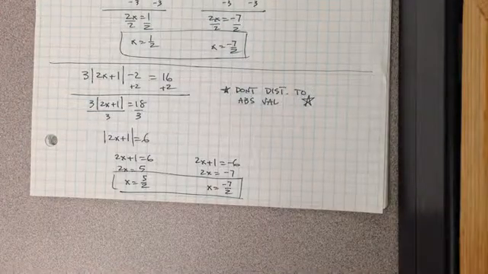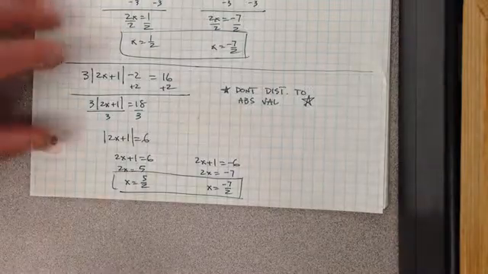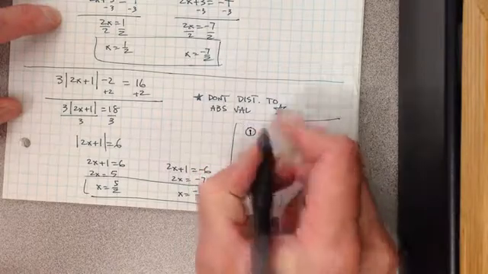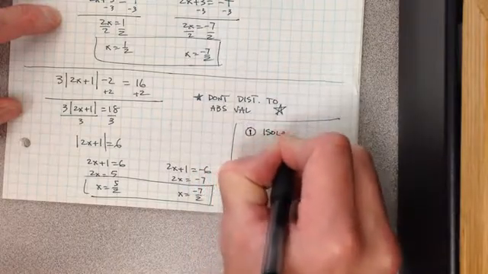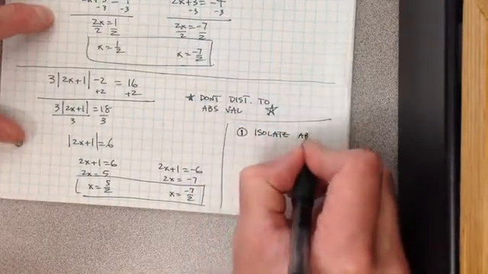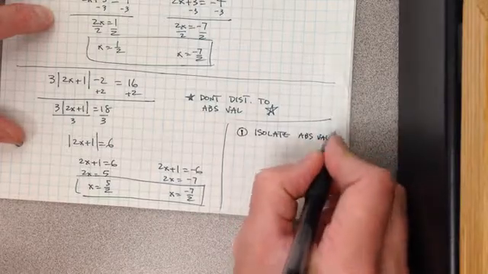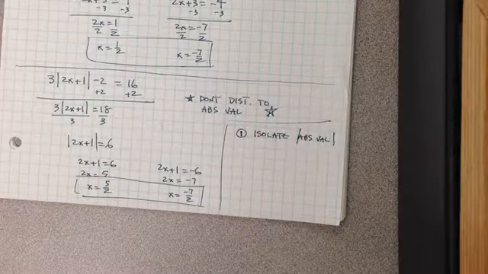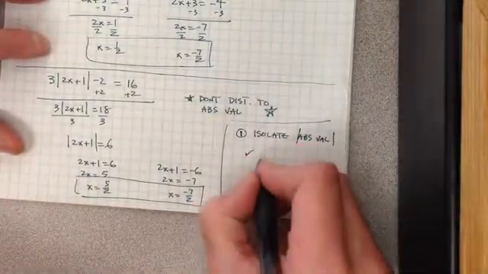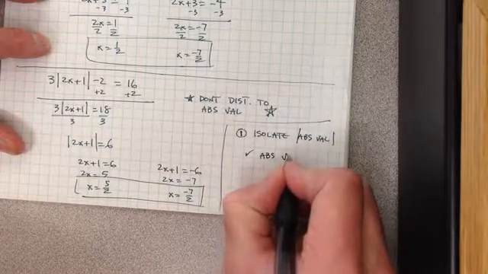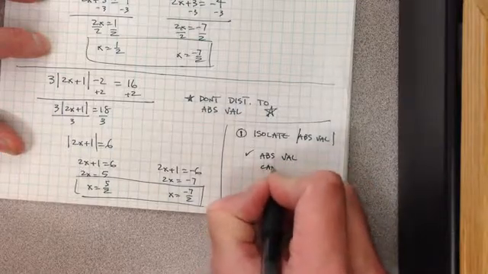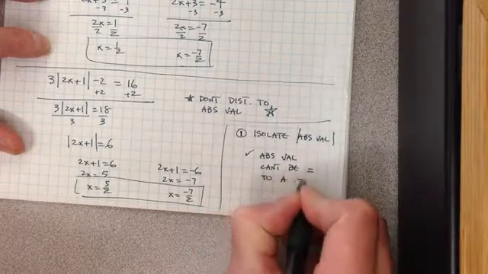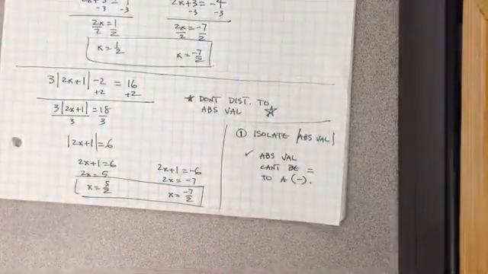Let us now come through and give a little step-by-step process. 1. Isolate the absolute value bars. Get it all by itself on one side of the equation. That is your first and foremost goal. Then check it. Absolute value can't be equal to a negative value. If it is, you'd write no solution.